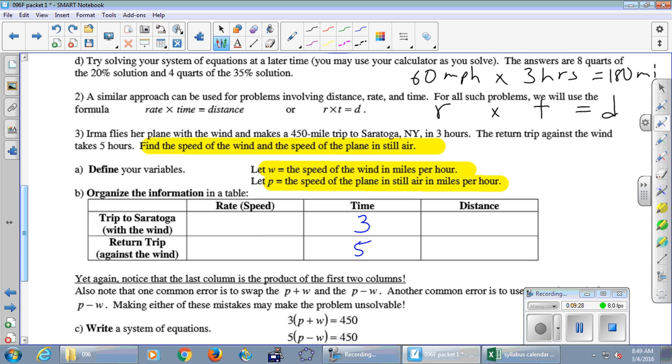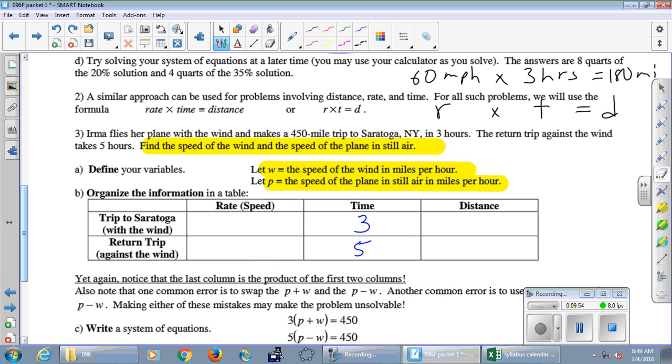Okay, next place we would normally go is that first column, and we would just stick our variables there, like L and H. But that's not what goes there, because the speed of the plane by itself is P, but you can't just put P here and W here. Somehow we have to figure out what our net speed is when the wind is helping us, and what our net speed is when the wind is working against us.